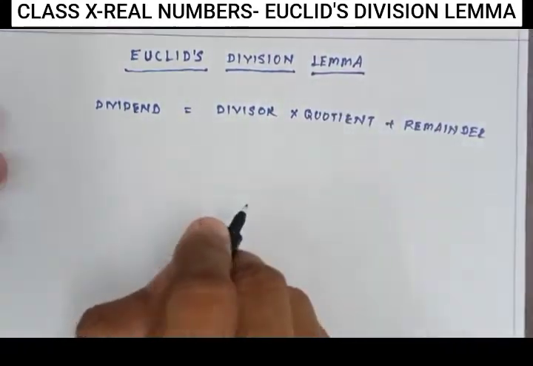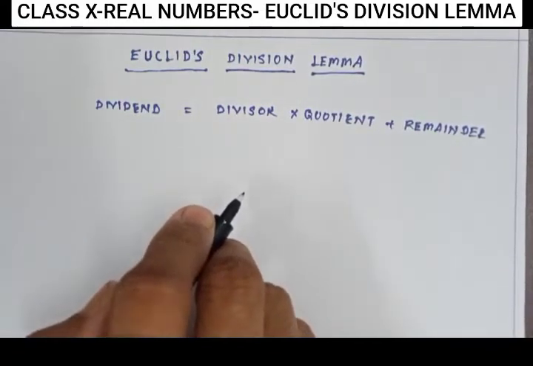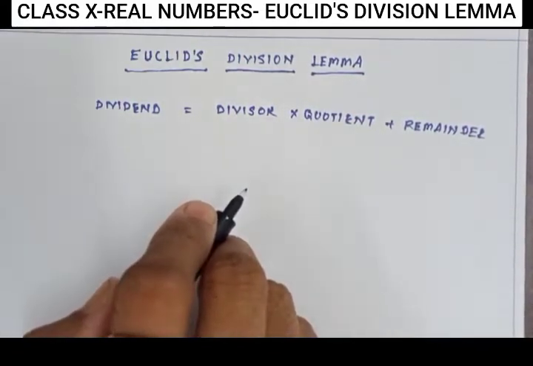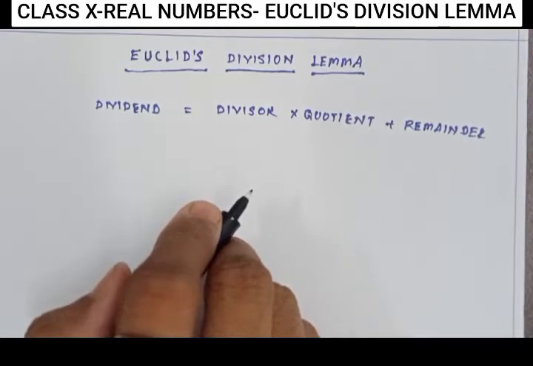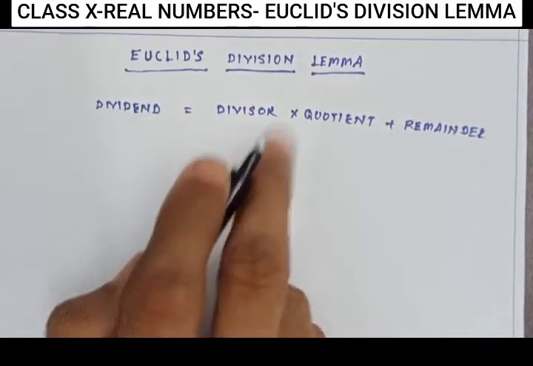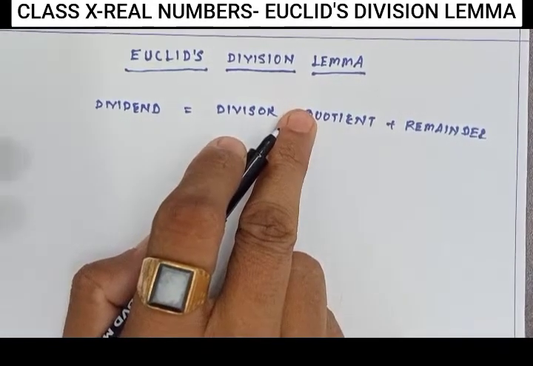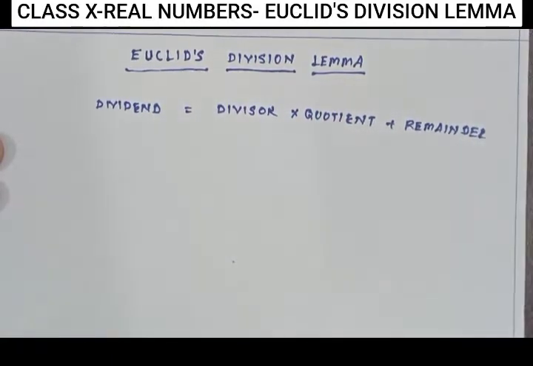What is this lemma then? Dear students, a lemma is a proven statement which we use to prove another statement. Meaning some already proven concept that we are using to prove another statement, that is a lemma. So in our case, what is this lemma?